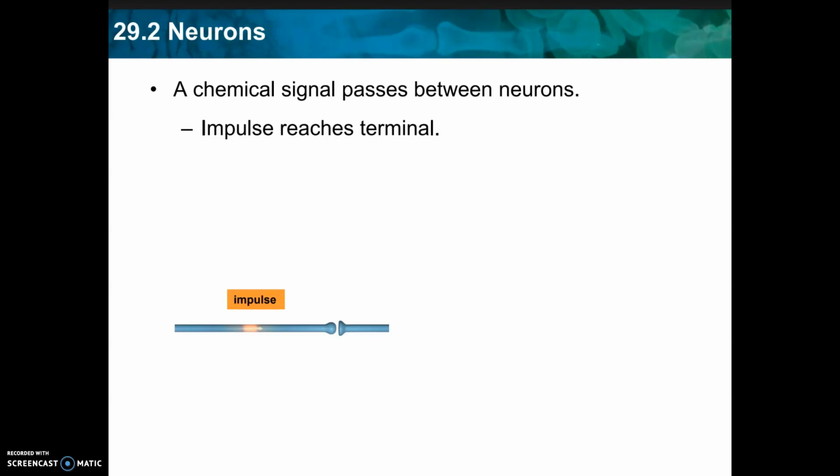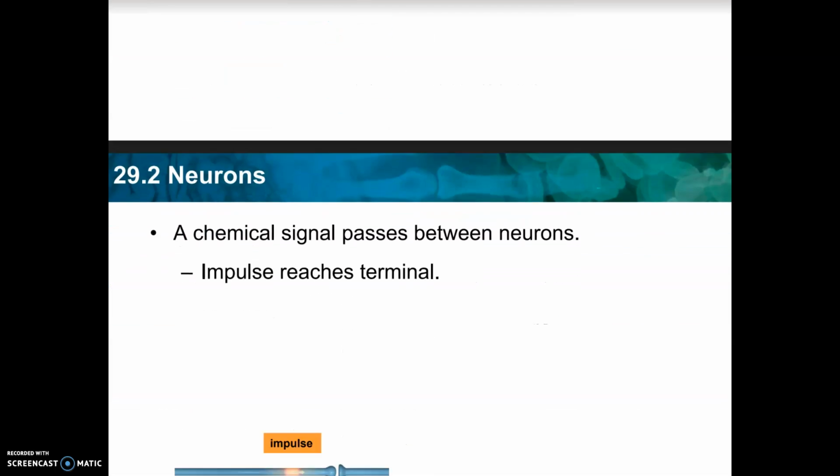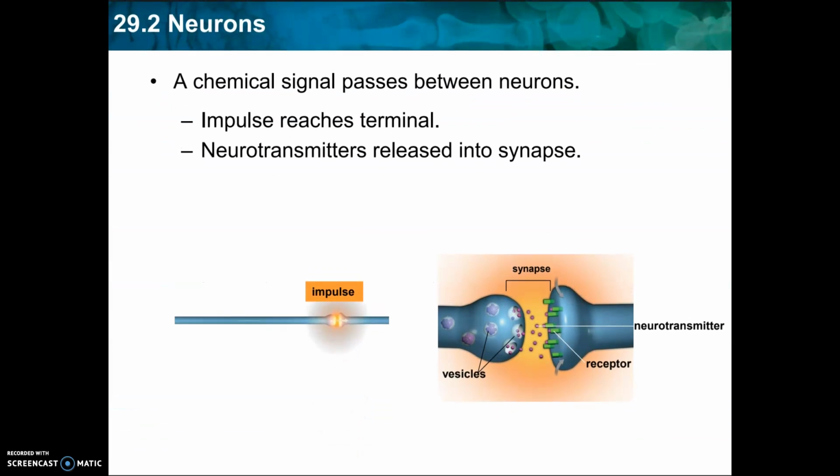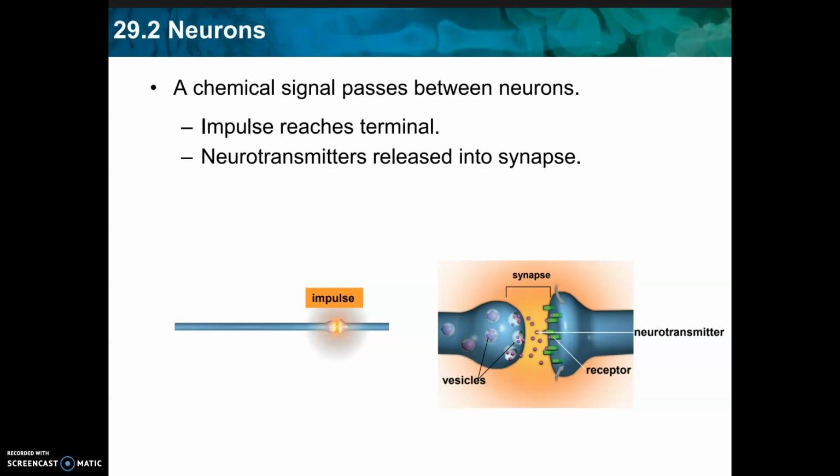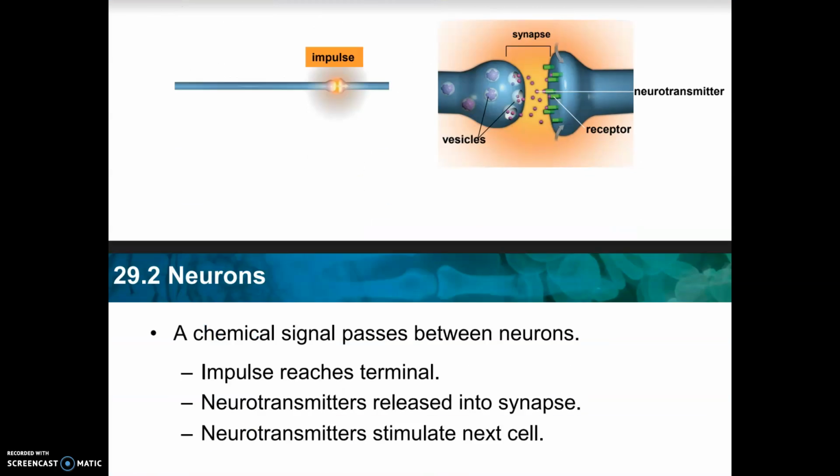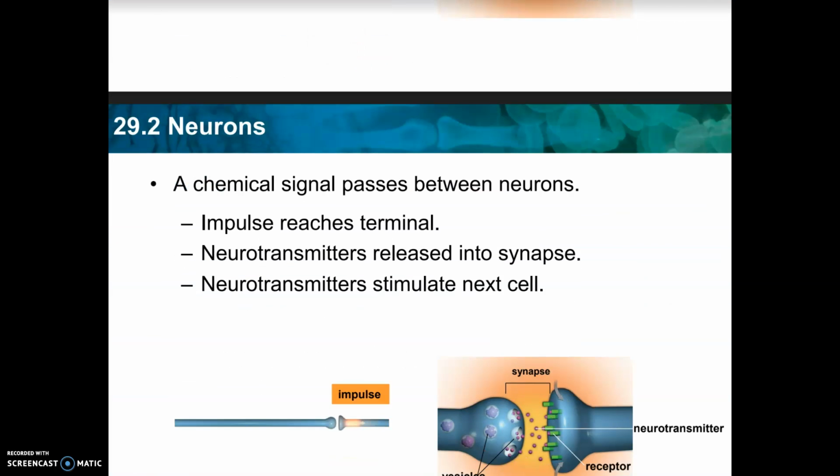First, a chemical signal passes between neurons. Once the impulse reaches the terminal, neurotransmitters are going to be released into the synapse. You can see them as little purple bubbles. These neurotransmitters are going to be caught by the receptors and they will stimulate the next neuron. This is a chain reaction, and this is how signals are carried by the nervous system.